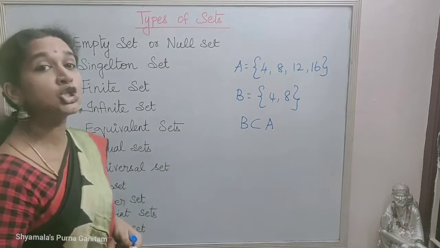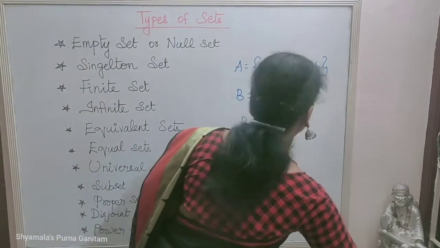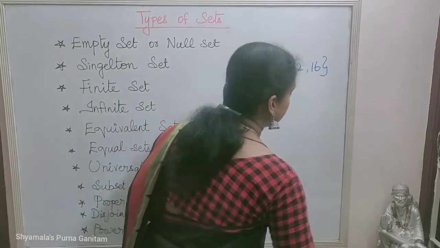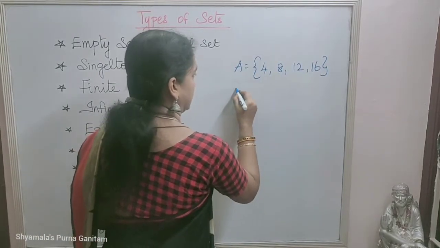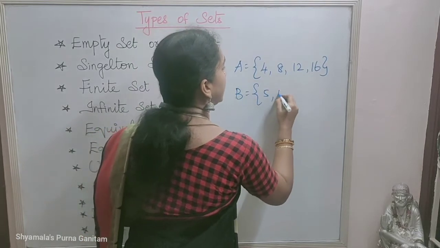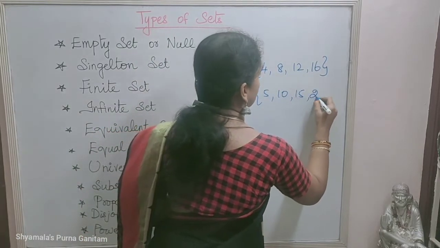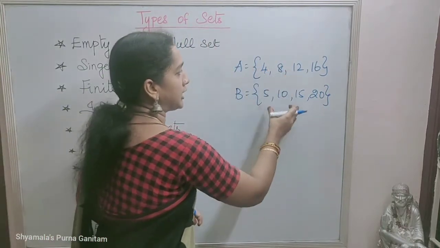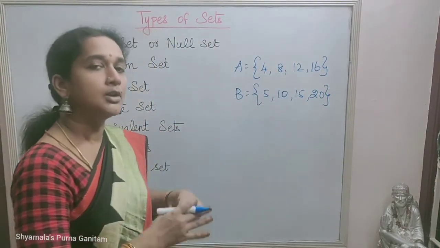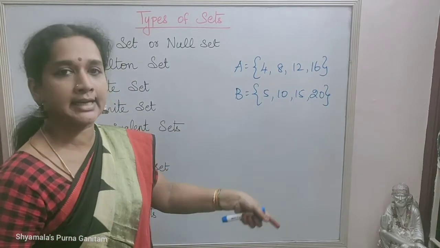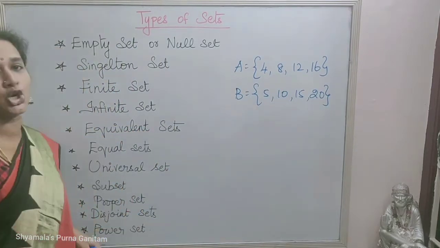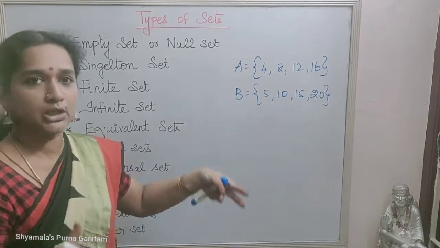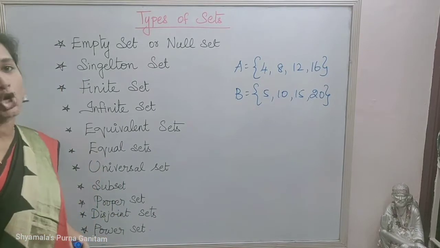Then disjoint sets. Disjoint sets means if you take A as 4, 8, 12, 16, then the next set B, if you are taking it as 5, 10, 15, 20, there is no connectivity between this A and B. All the elements are entirely different. They are called disjoint sets. There is no joint, no connectivity between the two sets. So that is called disjoint sets.